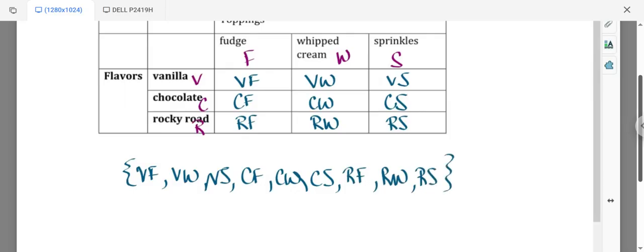Okay. So again, listing your sample space. A table is just something that gives you a way to organize the information that's coming in. It's not necessarily something that's required or needed, but it is a way to keep things organized. See what you can do with the Punnett square.